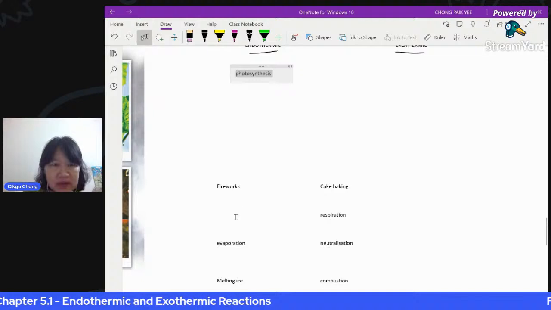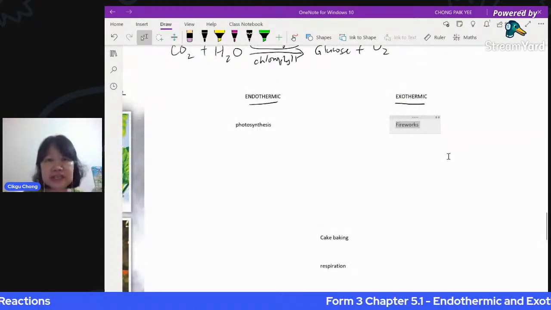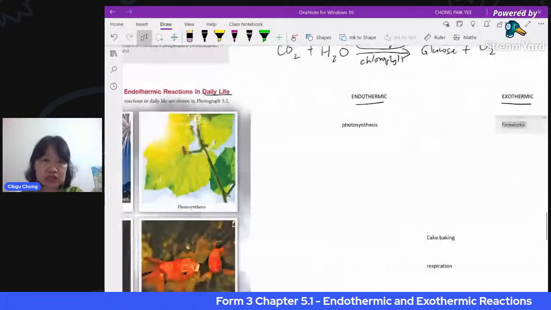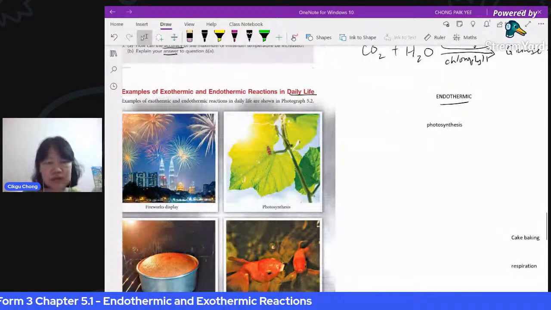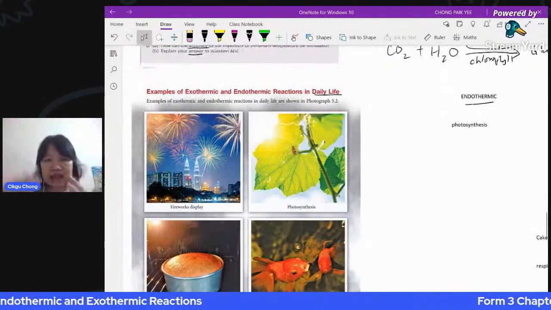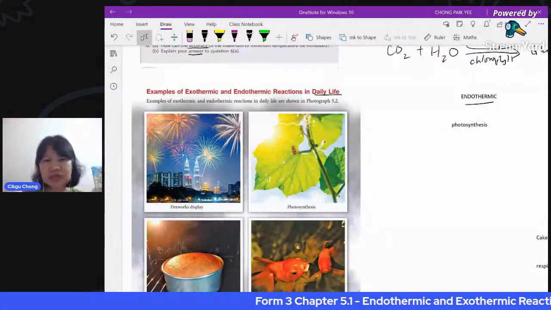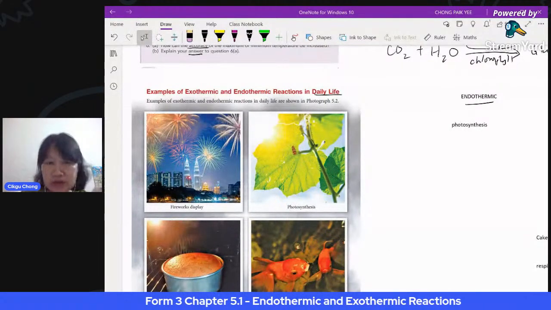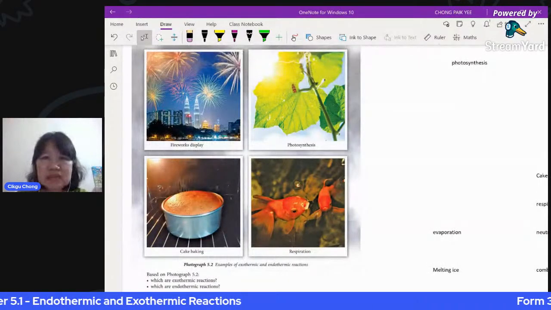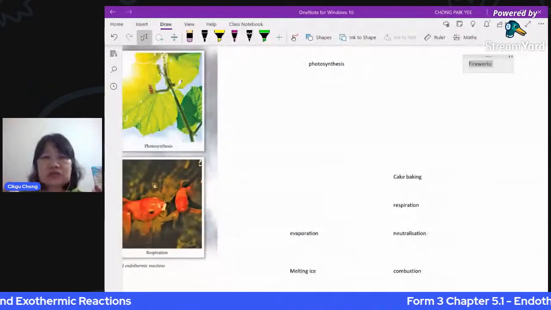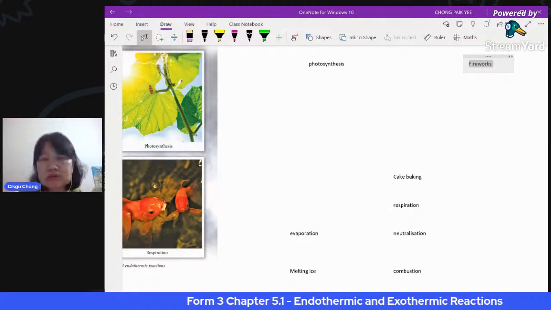All right, fireworks is combustion. Combustion, you can see, is producing heat, producing energy. So it is exothermic. Okay, next one, let's look at cake baking. You have already mixed everything: your flour, egg, butter, sugar. You put it into the oven. In order for your batter to become cooked, you put it in an oven. The oven is producing heat. And what is the cake doing?